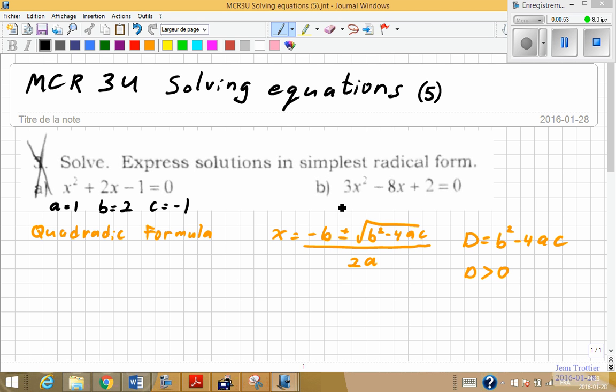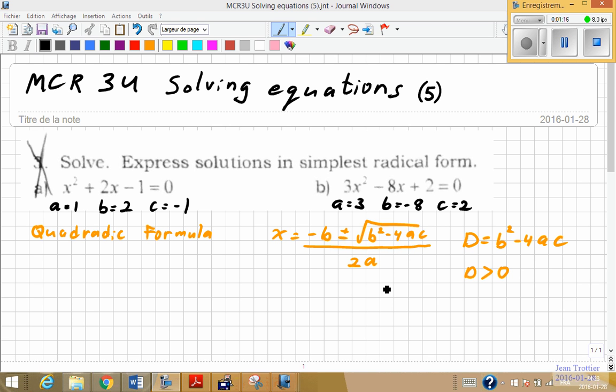So in the second one, we'd have a equals 3, b equals -8, and c equals 2. Now, the formula is x equals negative b plus or minus root of b squared minus 4ac, all that divided by 2a.